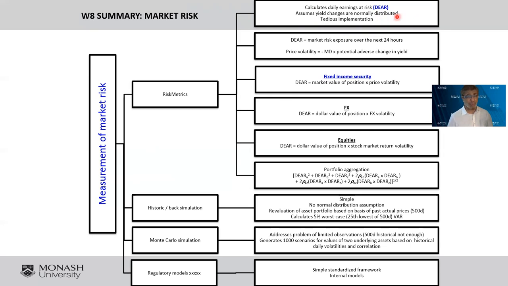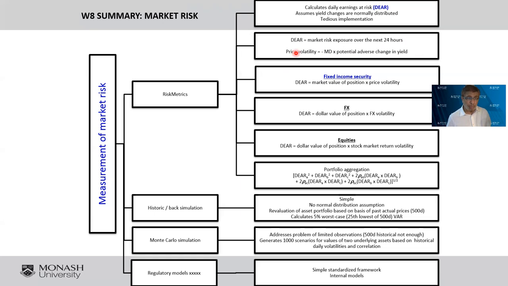It has some assumptions. And when we calculate the DEAR, we calculate the risk of 1 day for all of our assets. So the DEAR starts with calculating the market exposures over the next 24 hours. The way we do it, we get the price volatility, which is the change in the price. We take the modified duration and multiply it by the potential adverse change in the yield. And I will show you how we do it in the curve.